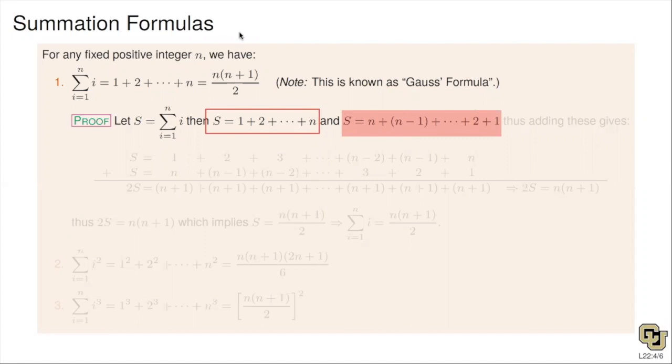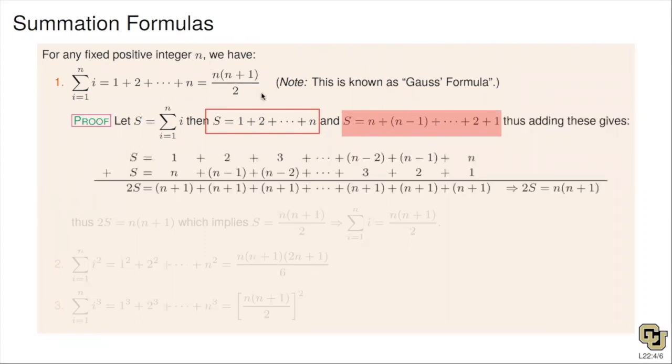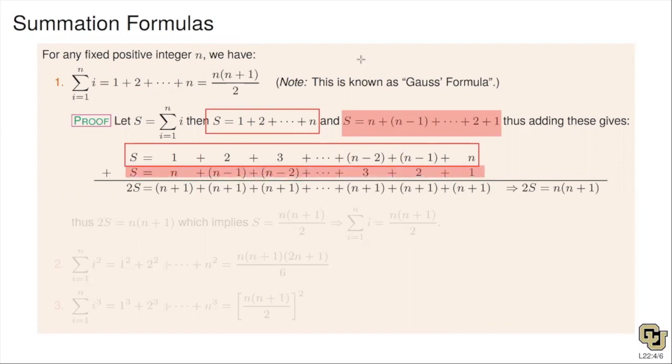So now the trick is, let's add these two. Okay, so I'm going to put a very traditional addition table here. On the top, I have S written as the sum of 1 to n. Underneath, I have S written as the sum from n to 1 in reverse order. And what I want to now do is add the top row to the bottom row. So here, S plus S gives me 2S.